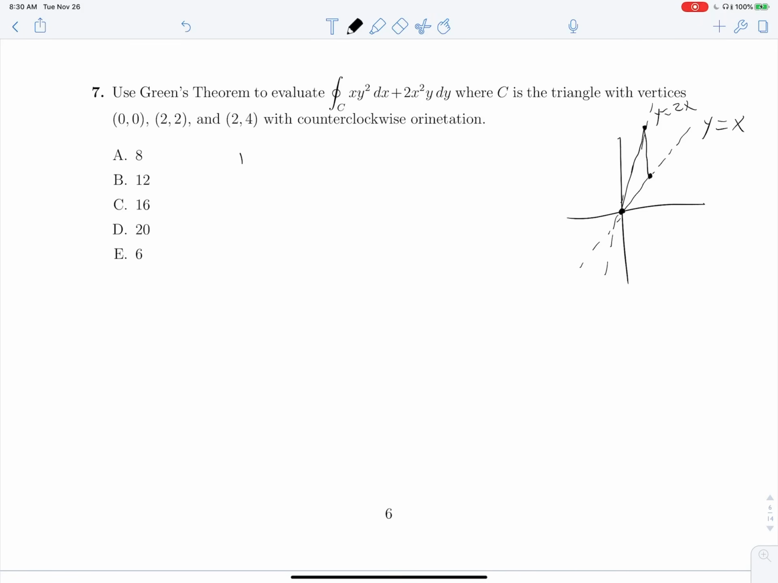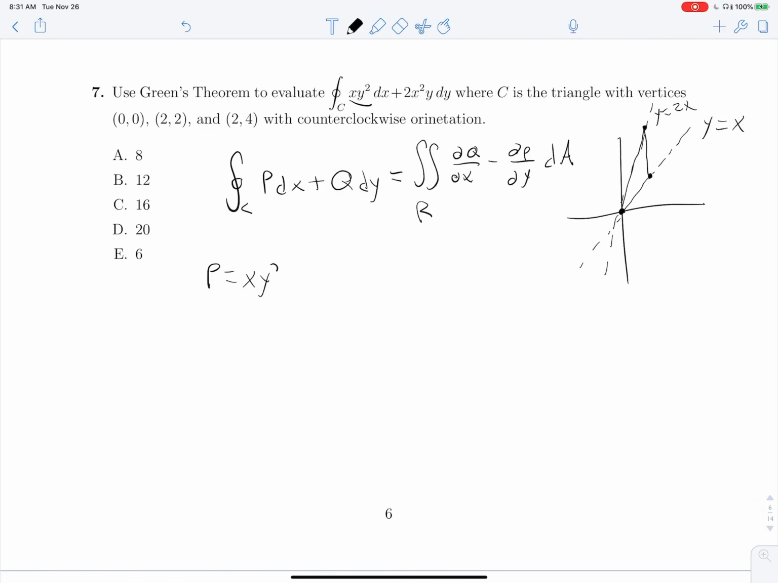So we know that the line integral over the curve of P dx plus Q dy by Green's theorem is equal to the double integral over the region R of the partial derivative of Q with respect to x minus the partial derivative of P with respect to y dA. So we have our P and Q. P is just going to be xy squared, and Q is going to be 2x squared y. And so we can evaluate this.